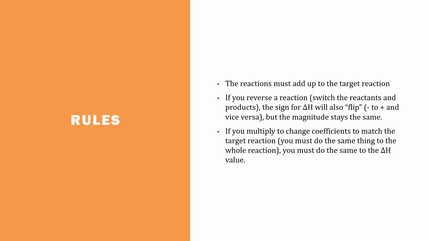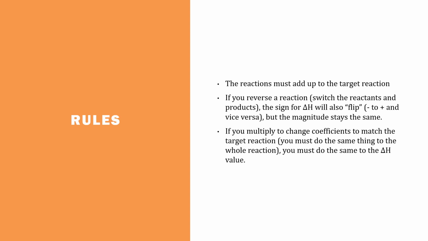So you might have to reverse a given reaction. If you flip it around, make the reactants products and flip sides, then you will change the sign for delta H. So if the forward reaction is endothermic, the reverse reaction will be exothermic. So when you flip it around, you'll make it the opposite sign.